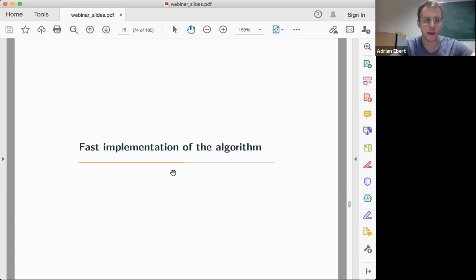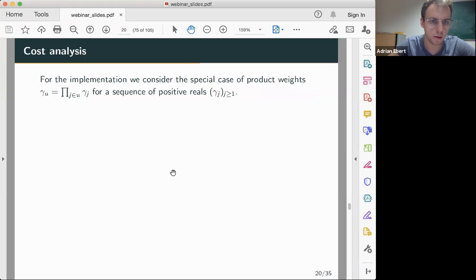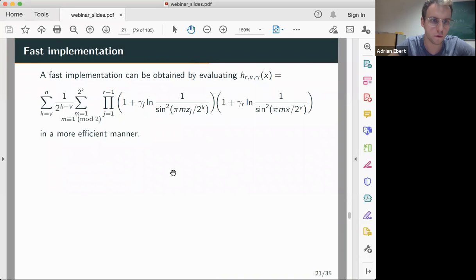Okay, regarding the fast implementation of the algorithm, I am going to skip the first part and move already to the fast implementation. So for the fast implementation, we can observe that the cost of the algorithm is mainly determined by how costly the evaluation of our quality function small h is. For the case of product weights, small h equals this expression, and we are aiming to evaluate this efficiently.